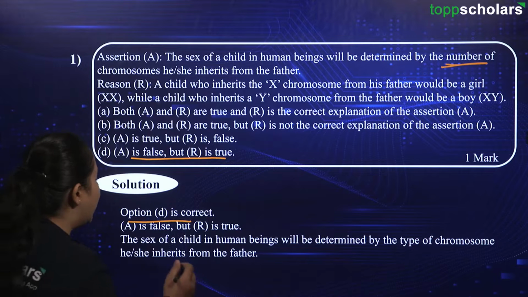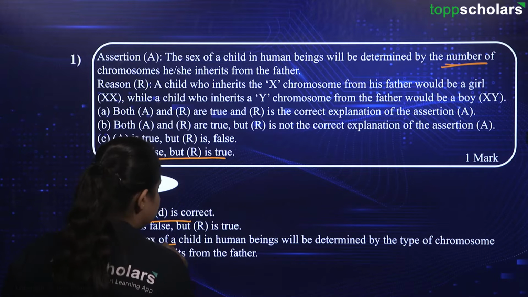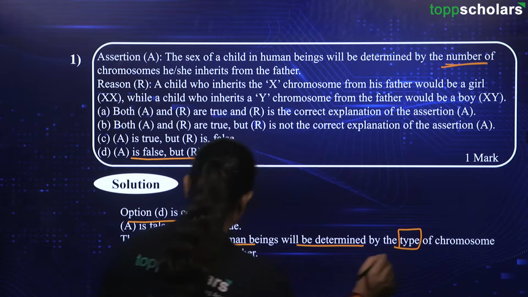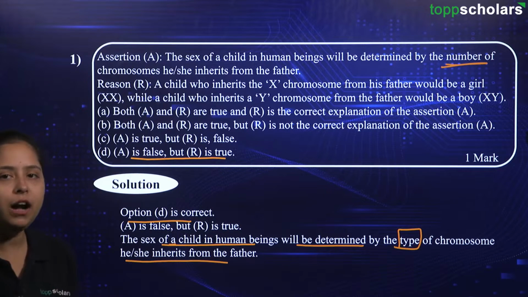So herein we have the correctly written sentence, that is, the sex of a child in human beings will be determined by the type of chromosome he or she inherits from the father.